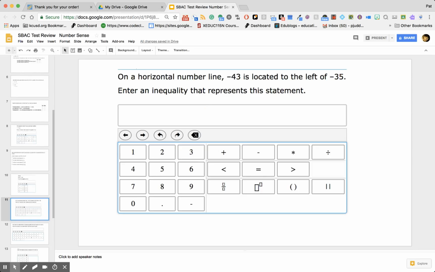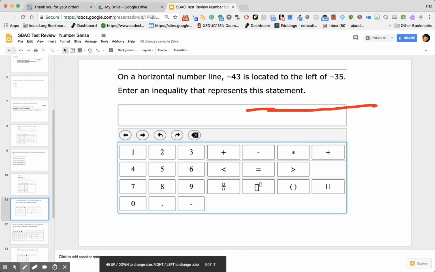On to the next one. On a horizontal number line, negative 43 is located to the left of negative 35. Enter an inequality. We worked on this before vacation. An inequality that represents this statement. Negative 43 is located to the left of negative 35.